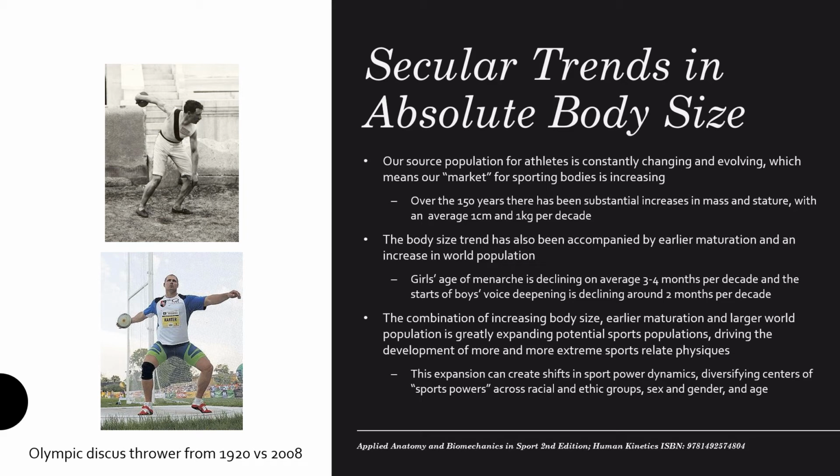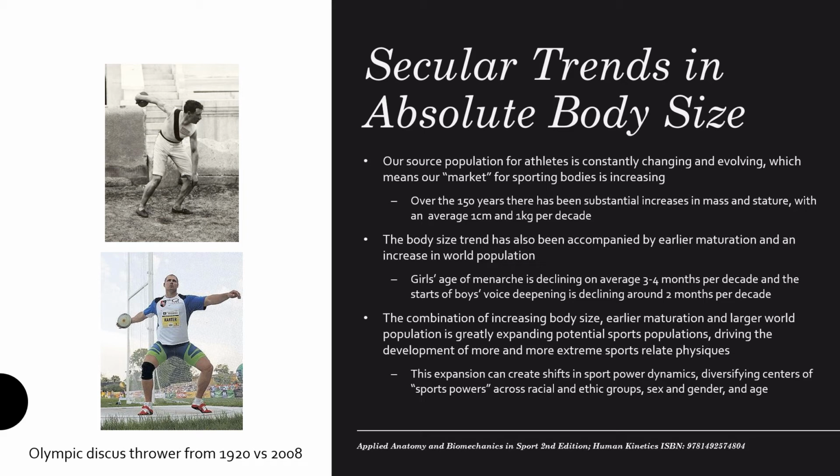That doesn't sound like much until you compare us, being 2020, to an individual that lived in like 1890. That's a big difference, right? The body size trend has also been accompanied by some earlier maturation and an increase in the world population. So we see that the age of menarche, or a girl's first menstrual cycle, is declining on average 3 to 4 months per decade.